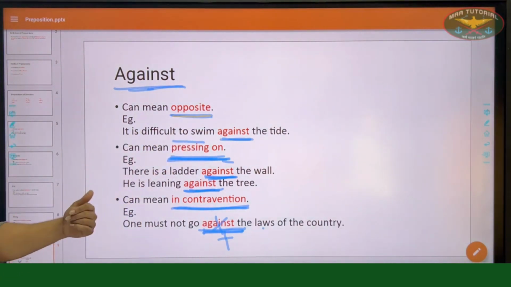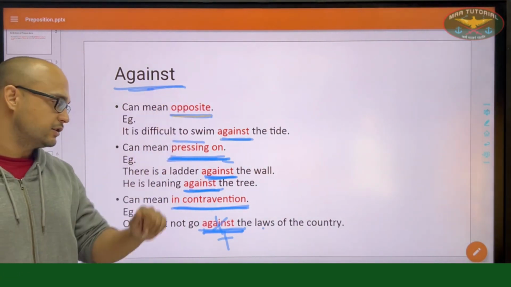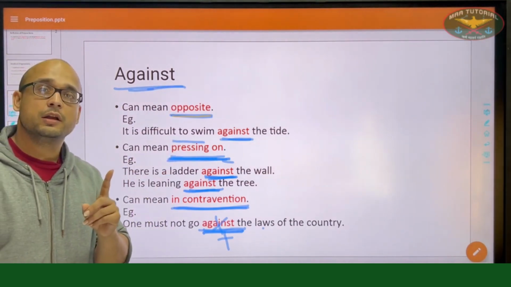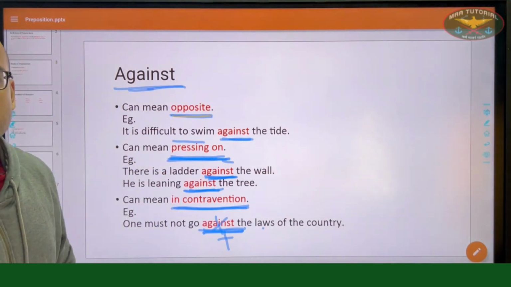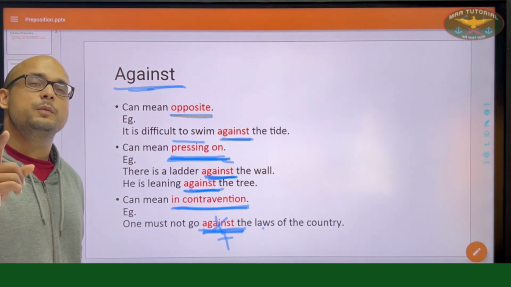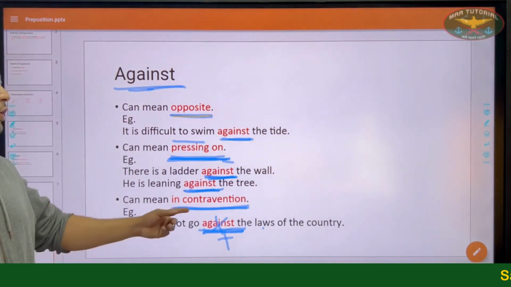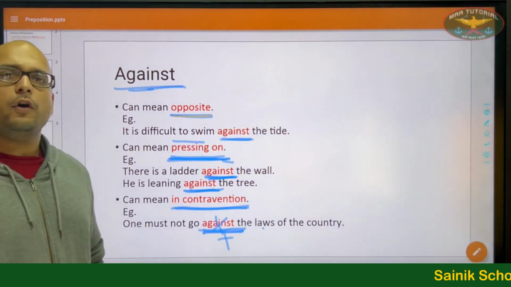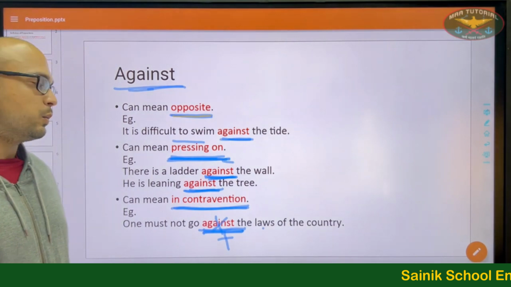There is a ladder against the wall. He is leaning against the tree. One must not go against the laws of the country. You will be punished if you go against the laws. You will be punished if you go against the laws means you will be punished if you break the laws. So, in contravention of something, to break a law, to not follow an order, or to disobey someone.